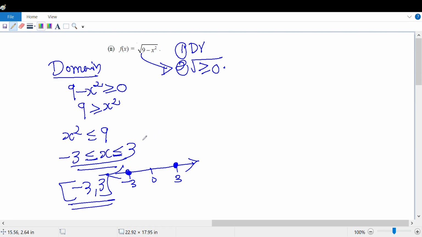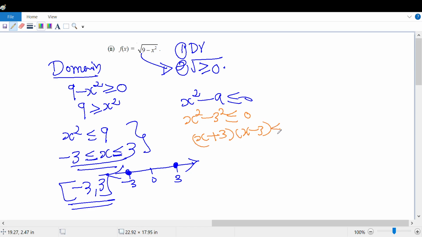You might have some doubts here: how did I get this? The actual process is this: x square minus 9 less than or equal to 0. So we can write x square minus 3 square less than or equal to 0. We know very well this is in the form of a square minus b square, so you can write this as x plus 3 into x minus 3 less than or equal to 0. And the meaning of this is that the value will always be negative.